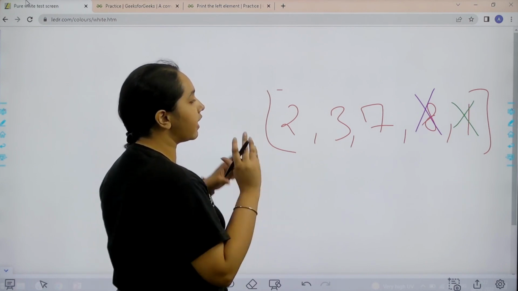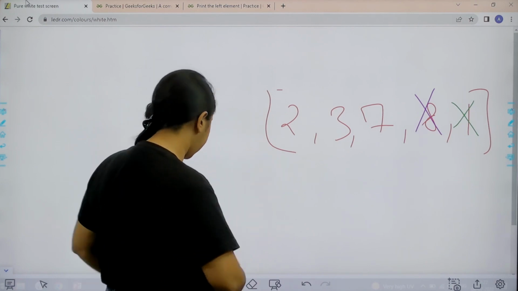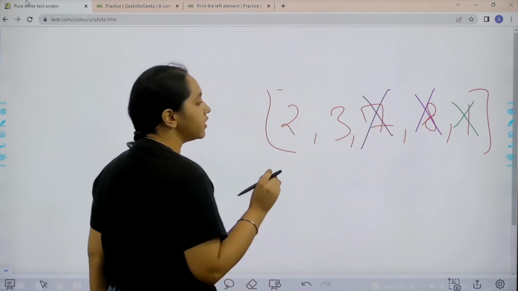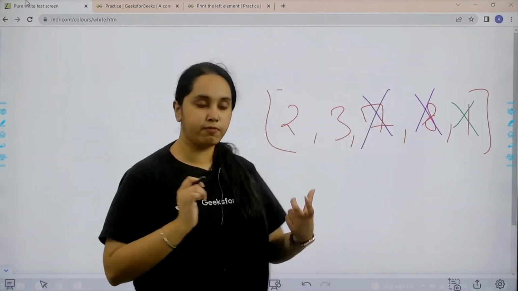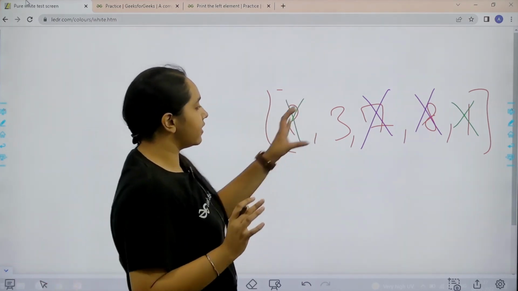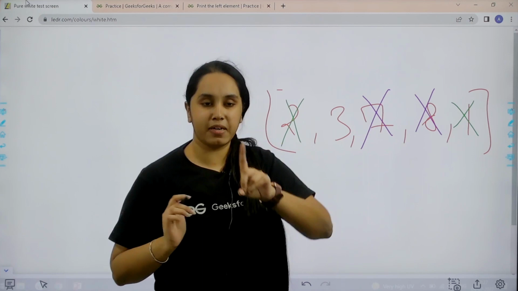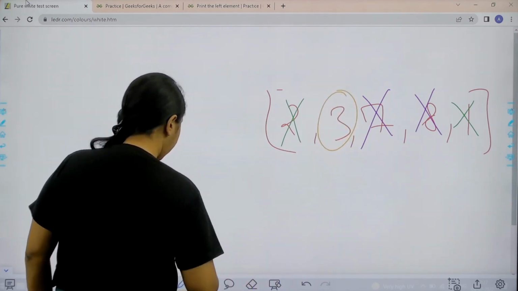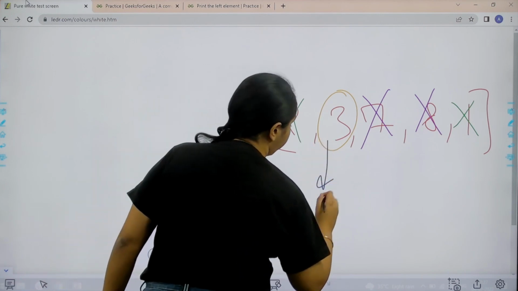After this, again, I need to find the value which is highest among the remaining elements. So that is 7. After this, again, I need to find the minimum value. So the minimum value is 2. Now you can clearly see I only have one element left, right? I only have this element left. So this element is my output.